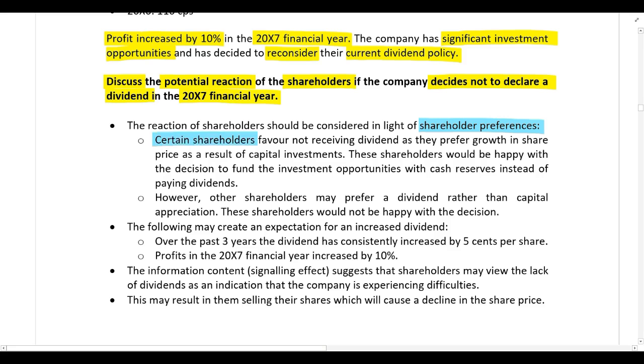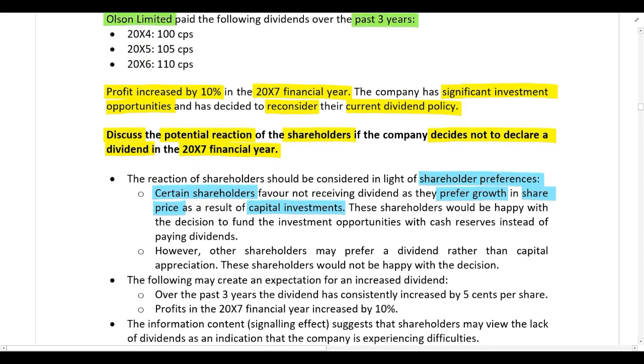Certain shareholders will be happy with this decision. They will favor not receiving a dividend because they prefer capital growth in the share price as a result of capital investments. So we saw the reason why they want to change their dividend policy is because they have significant investment opportunities. So they rather want to use the money for those investment opportunities.